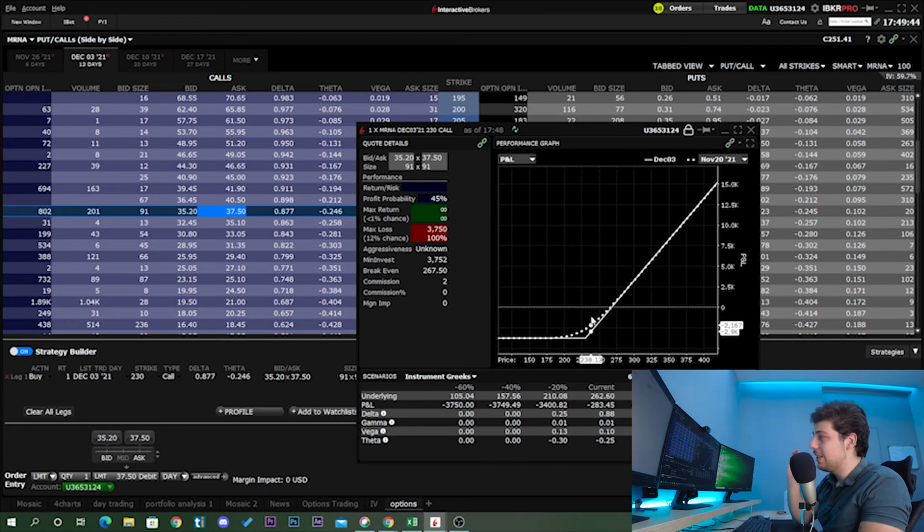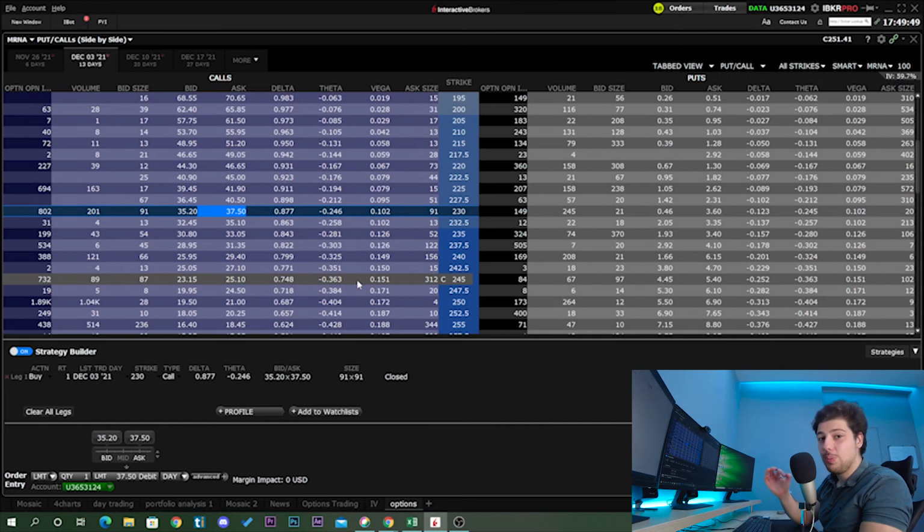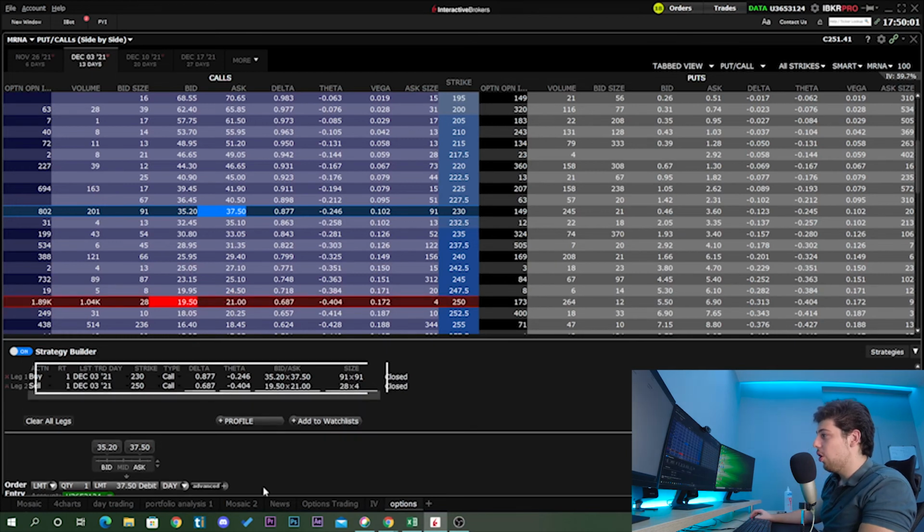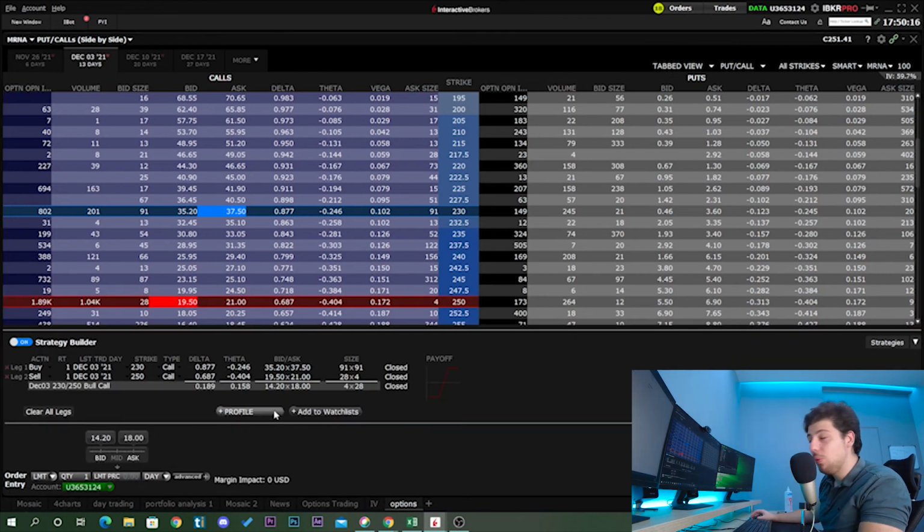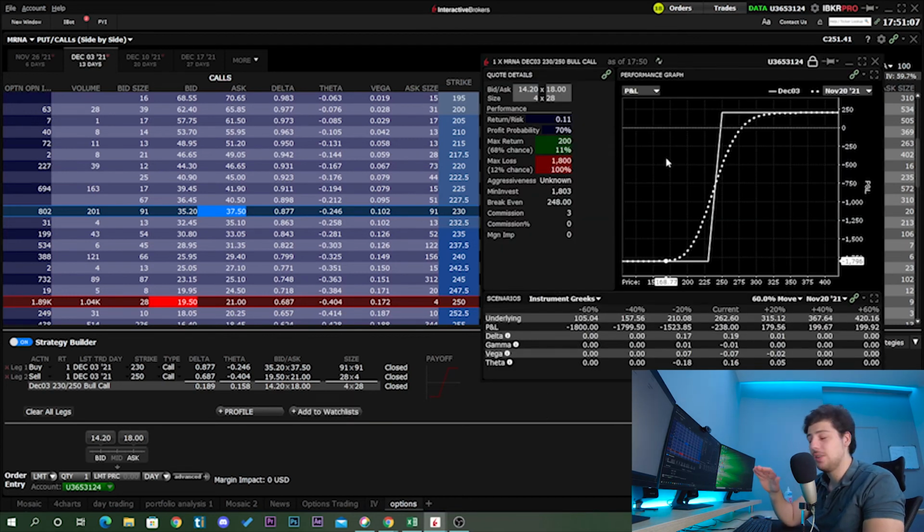You can reduce the net premium that you're paying by selling another call option which is more out of the money because the premium will be lower. Let's sell the 250 call option and the net premium will be $1,800. Same thing like other spreads. Your maximum loss is limited, your maximum profit is limited, and you have one break-even point.